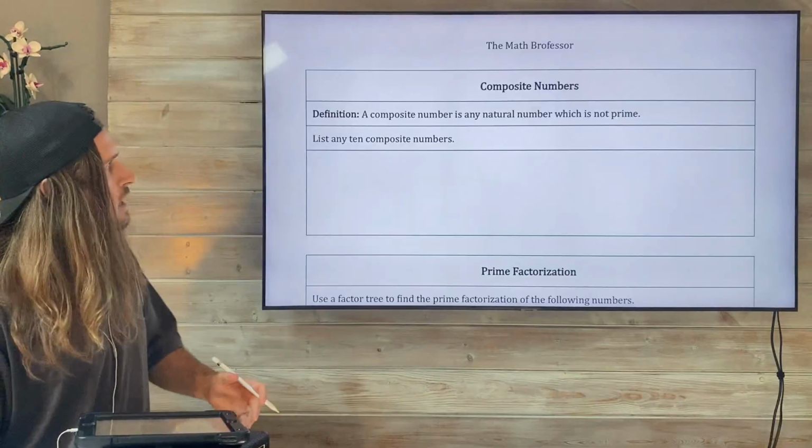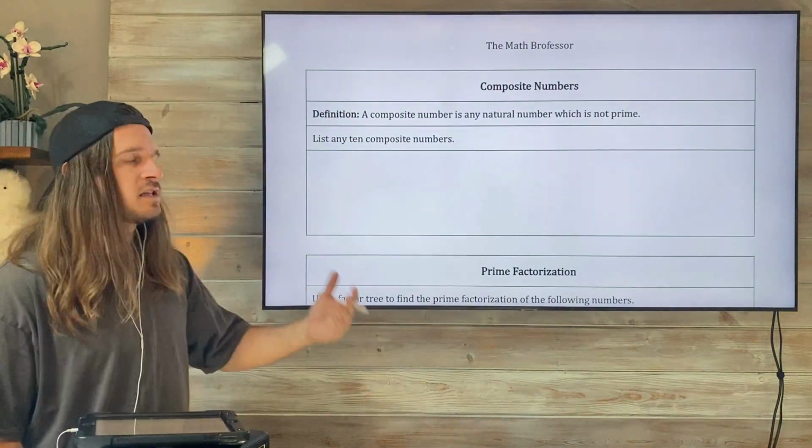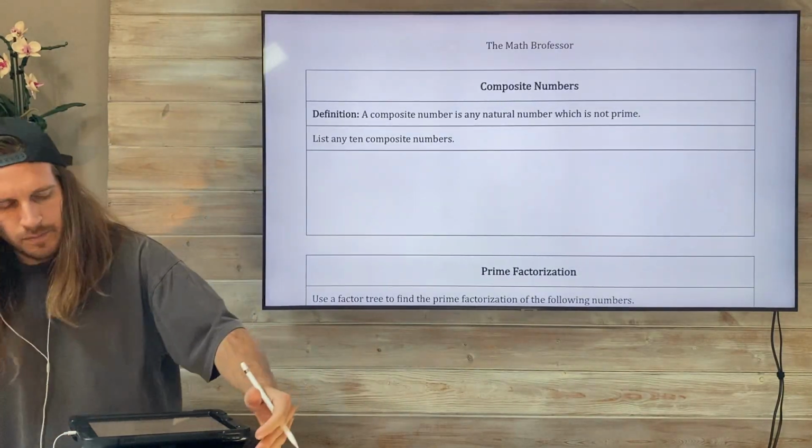Now, compare this to a composite number, right? A composite number is any natural number which is not prime, so basically everything else. So list any 10 composite numbers. Take a minute, list a few composite numbers.